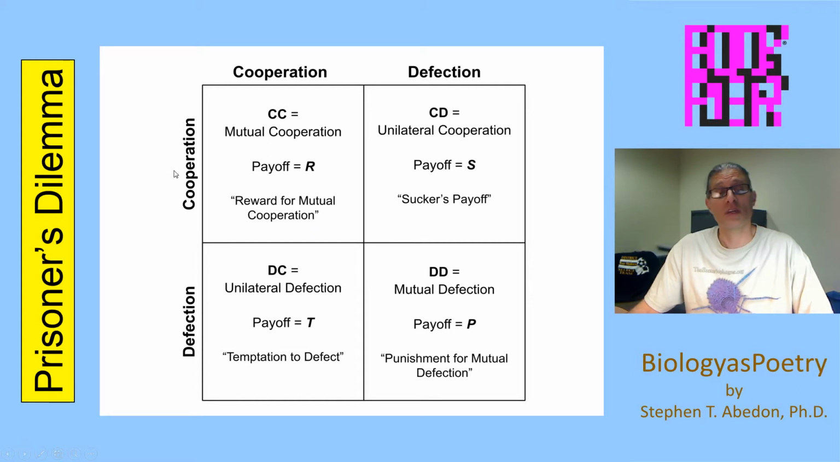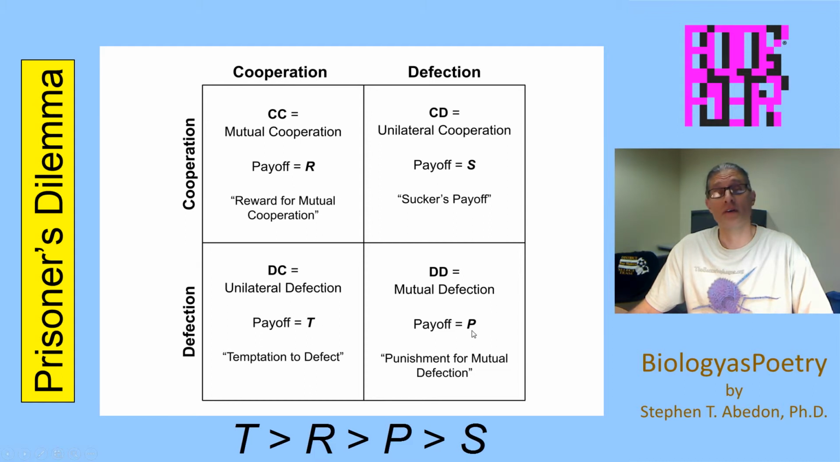When the first player cooperates and the second player defects, so the focus player cooperates, this again is unilateral cooperation, and this is described as the sucker's payoff. When you cooperate and the other individual defects, you're the sucker. And then alternatively, when both players defect, you have a payoff that's called P, and this is the punishment for mutual defection.